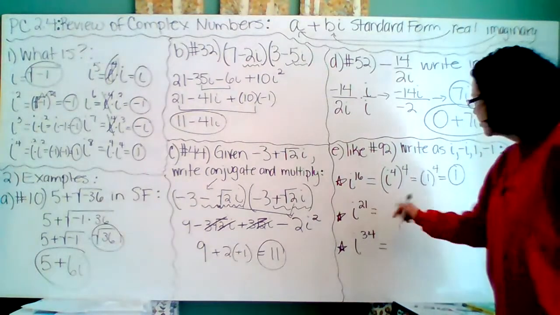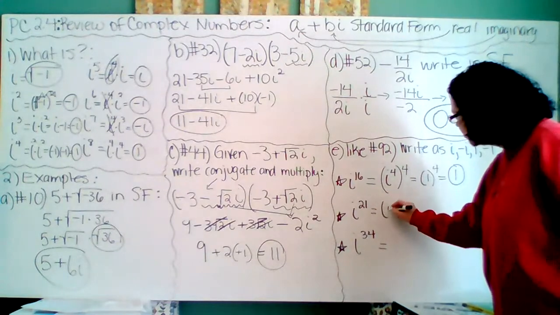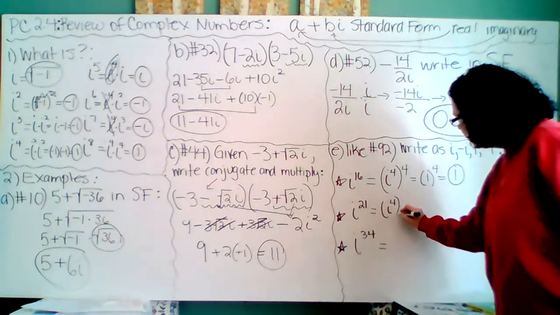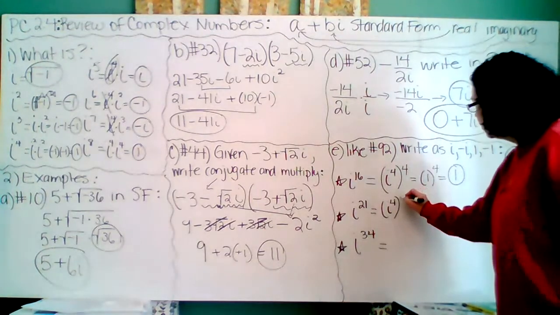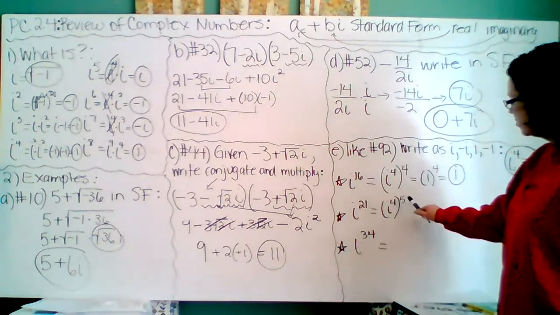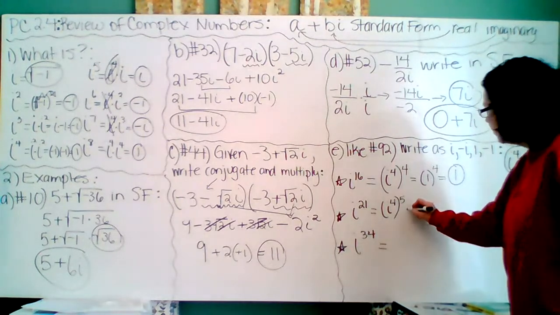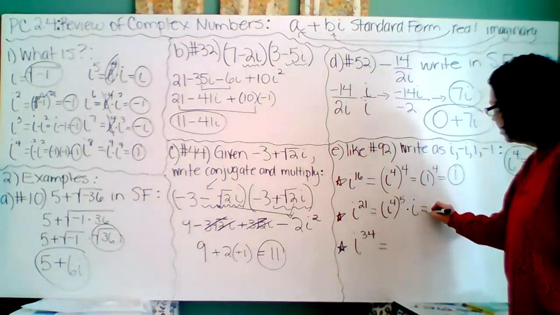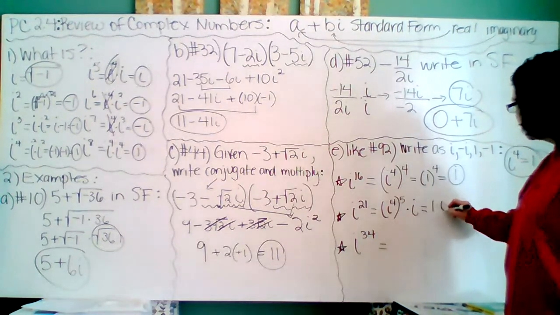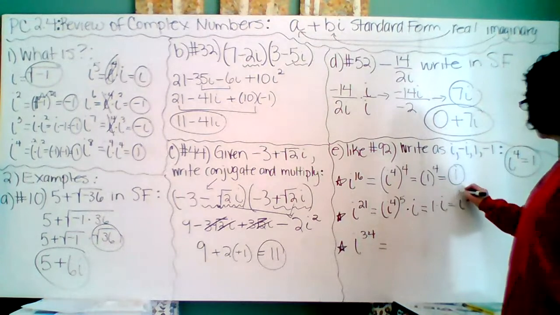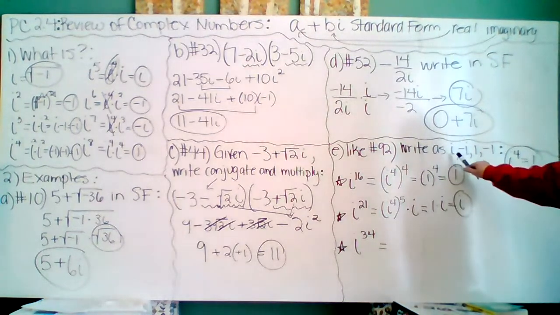i to the 21st. How many i to the 4ths are in there evenly? Let's see, 5, right? I have i to the 20th. I'm missing an i. This is 1 to the 5th is 1, times i is i. And we wrote it as they asked.